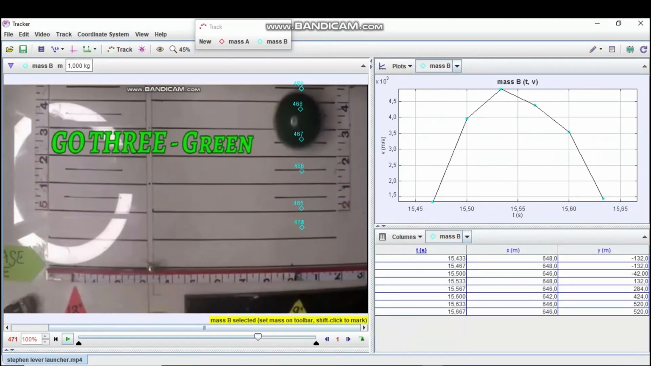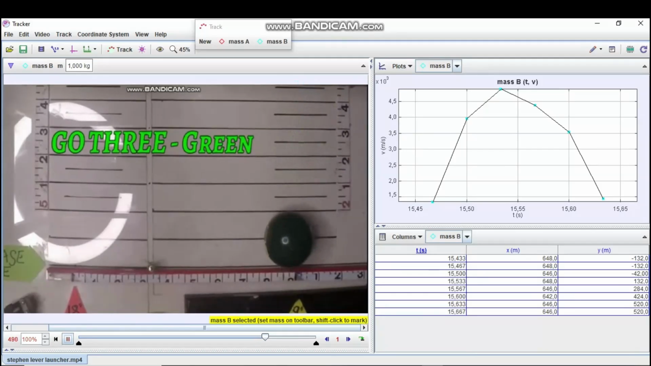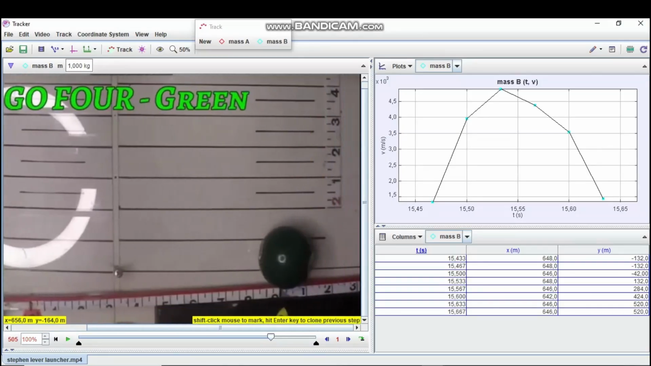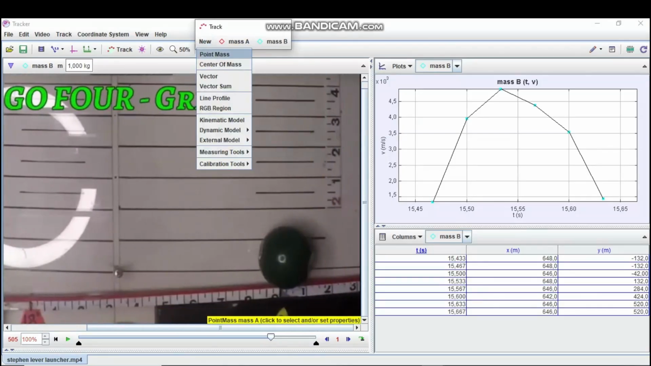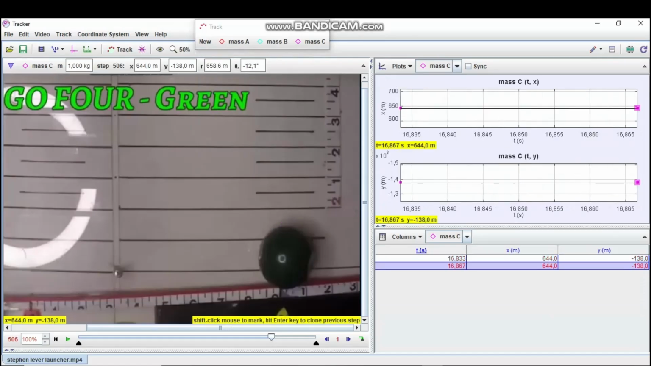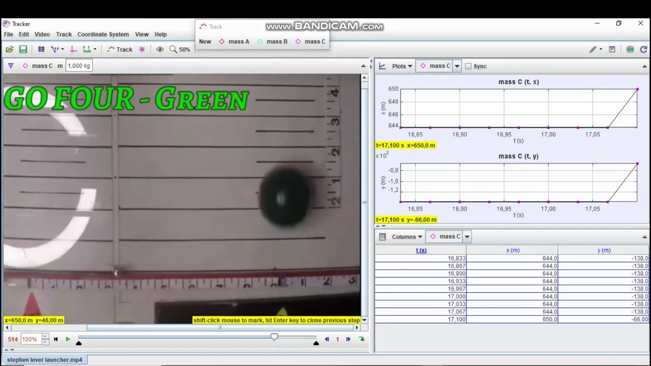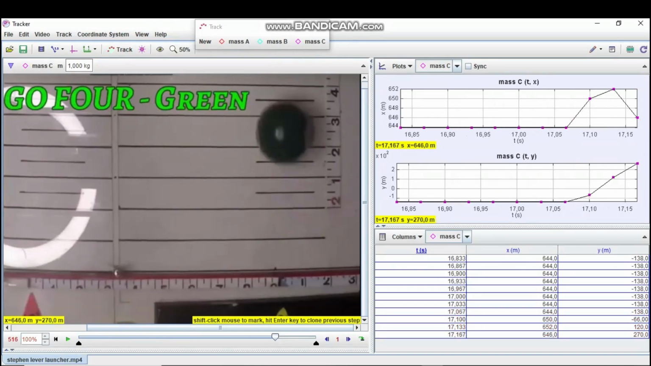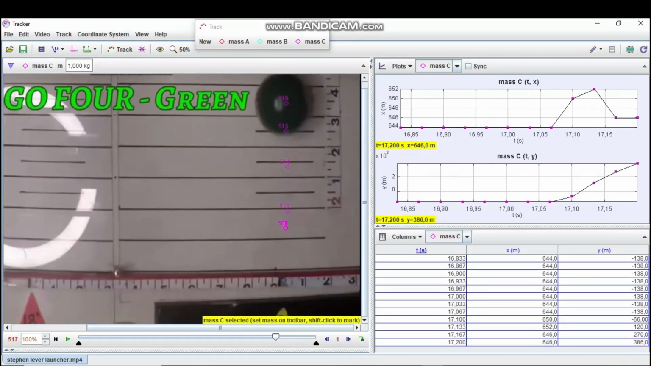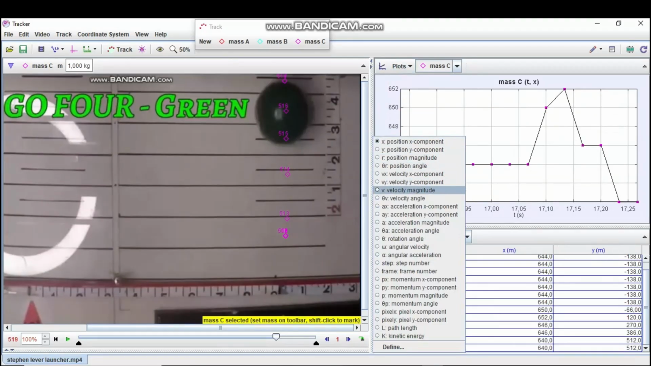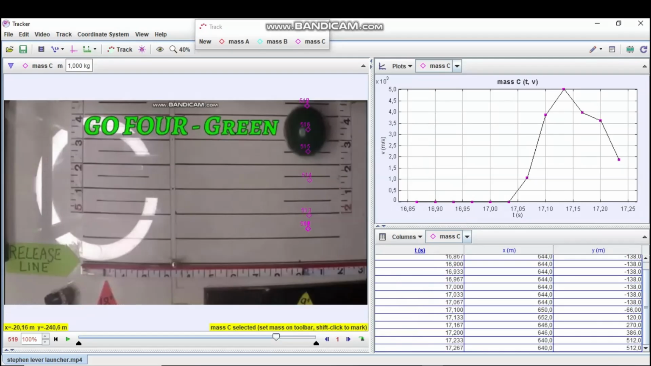Then the third trial. Okay, there we go. We need to add another track. Here we go. Come on. There we go. And then one more. Right. So now those are the 3 trials of the 1 mass. There we go. Then we go to the half mass.